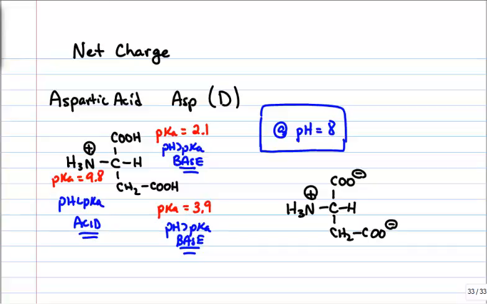So when it comes time to net charge, you just sum up all the charges. A plus, a negative, and a negative makes the net charge equal to -1. So what's the net charge on the amino acid aspartic acid at pH 8? The net charge is going to be -1. And again, in these types of calculations, we consider the entire amino acid. All right, we'll practice this more in class, and I hope this video was useful.